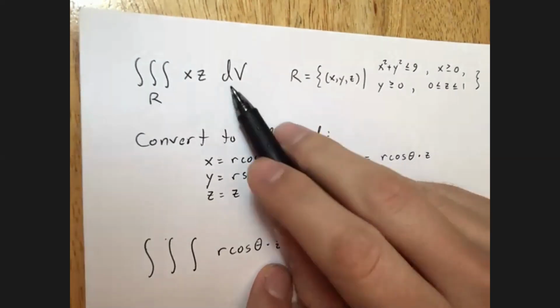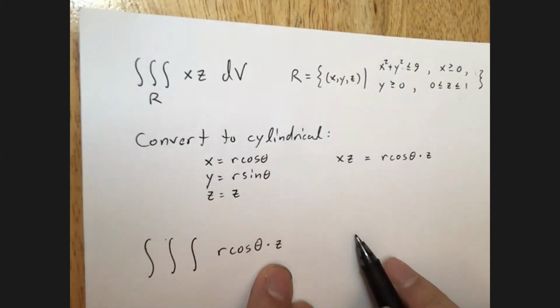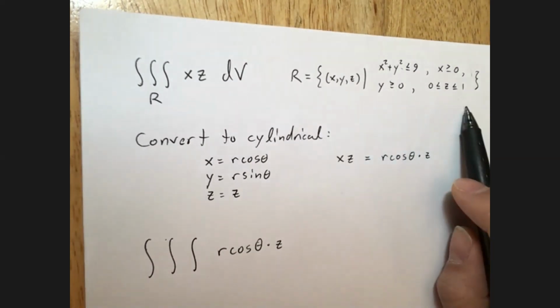And now the dv. We should probably figure out what these things look like before we write down the r dr d theta dz here, because sometimes, as we saw in the last chapter, we have to reorganize those things. We have to write them in a different order. So we have to be careful about the order in which we integrate. So let's figure out what this region looks like.